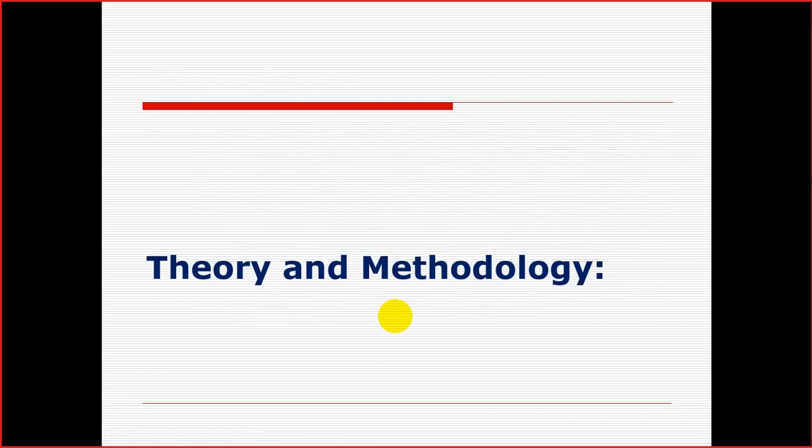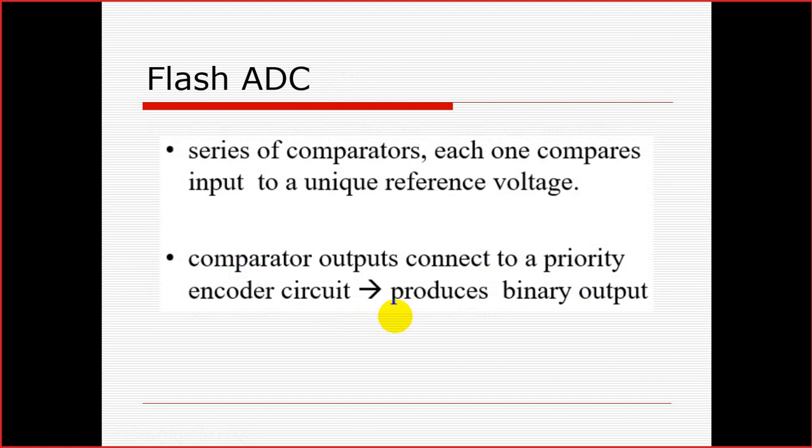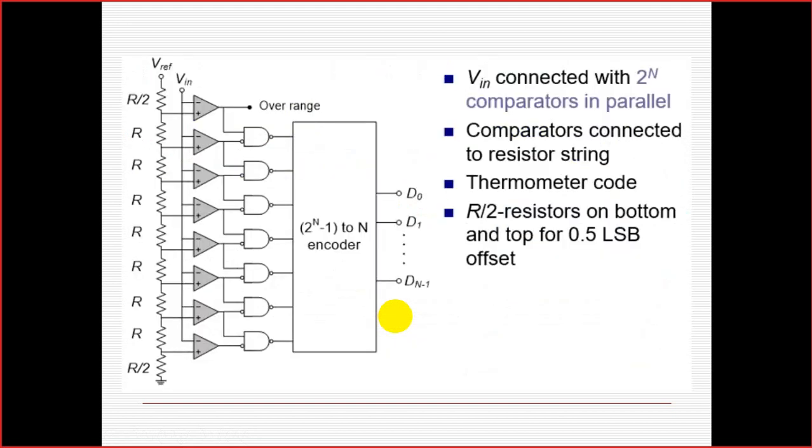So this is the theory and methodology. Flash ADC is a series of comparators. Each one compares the input to a unique reference voltage. Look at over here, a series of comparators, and this is the reference voltage we are comparing it with. The input voltage is the same input to all the comparators, but the reference voltage, that means the voltage on the positive end of the comparator, varies depending on the resistor location.